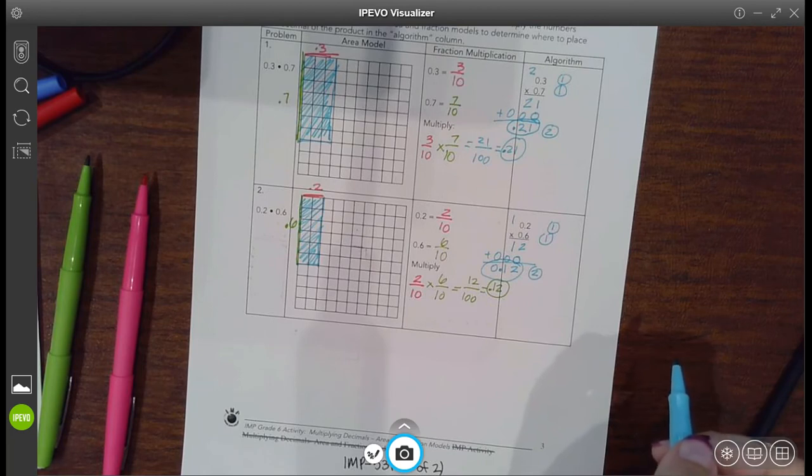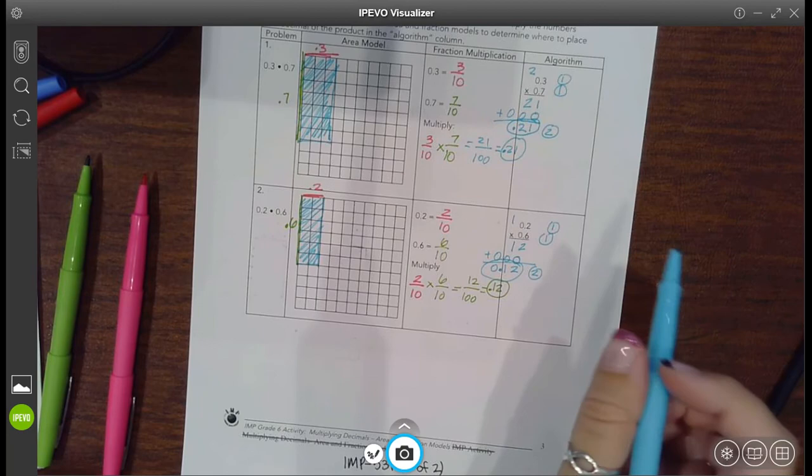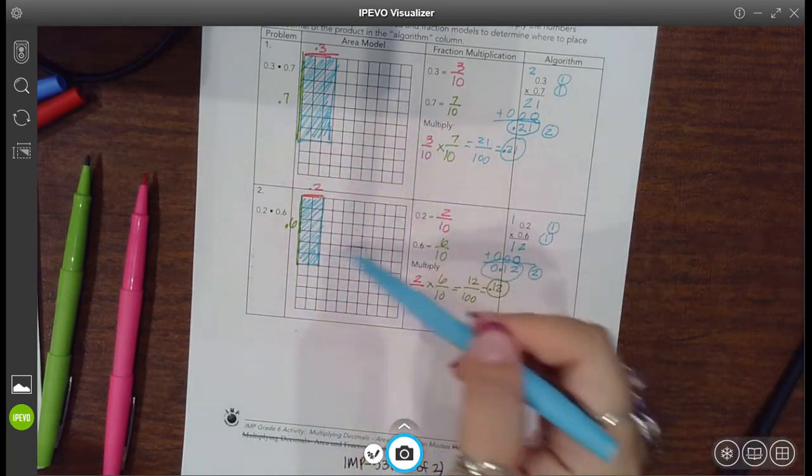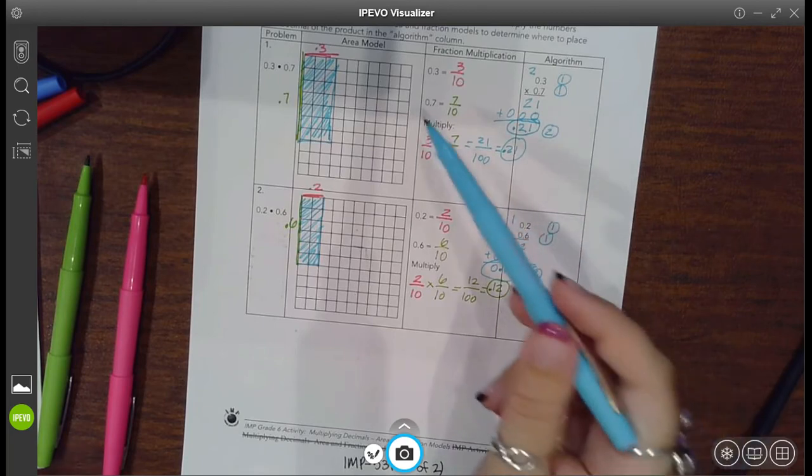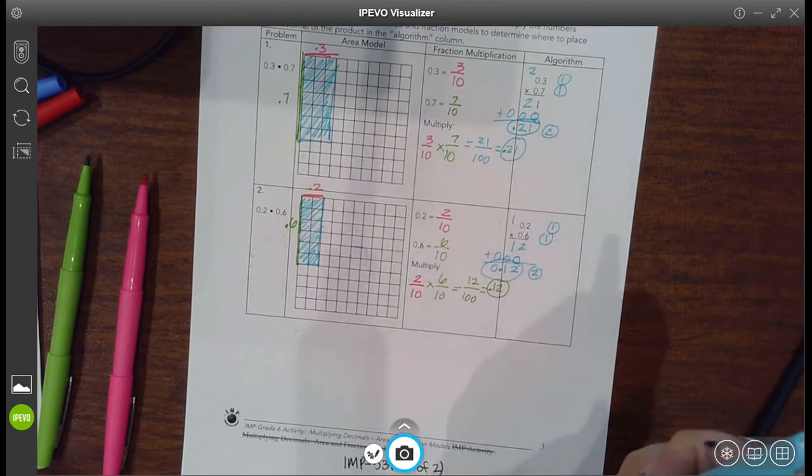All right, congratulations, my little mathematicians. Hopefully this helped give you a little visualization. From here on out, we're probably just going to be doing the algorithm. But if it helps you, you can draw it out to see why it works out the way it does.